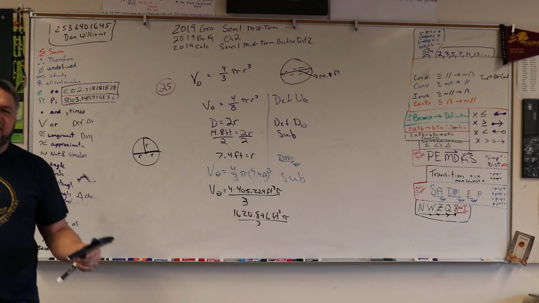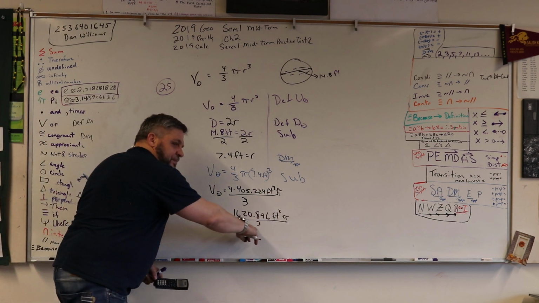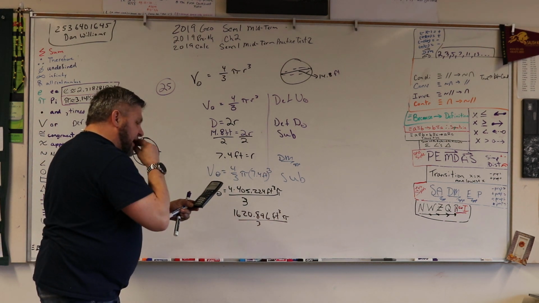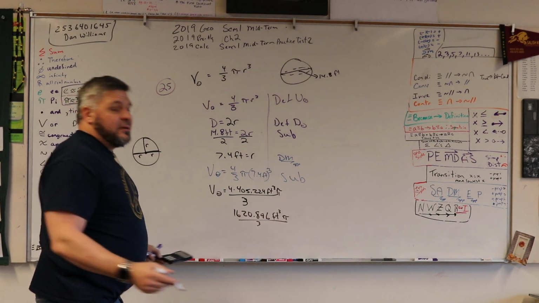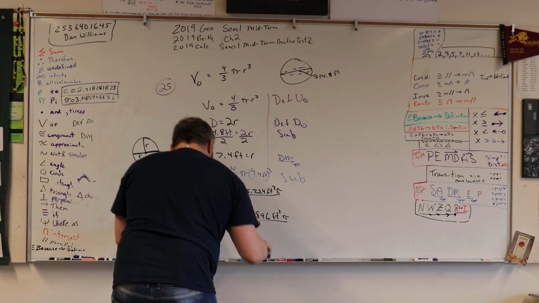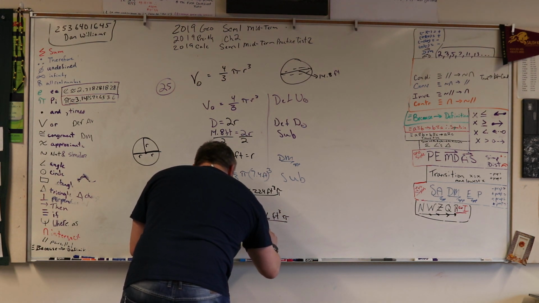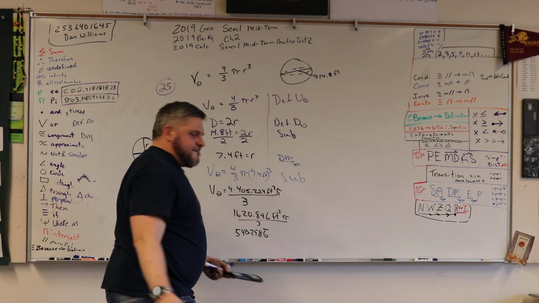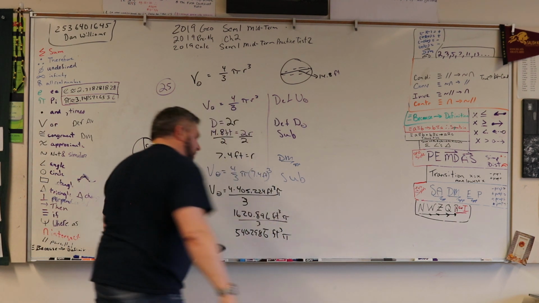You're going to take that number divided by what? Divided by 3. 3, right? So divide by 3, and I get 540. This is a big number. So now I get 540.298666666, and it just keeps going on, right? And that's feet cubed pi, right?